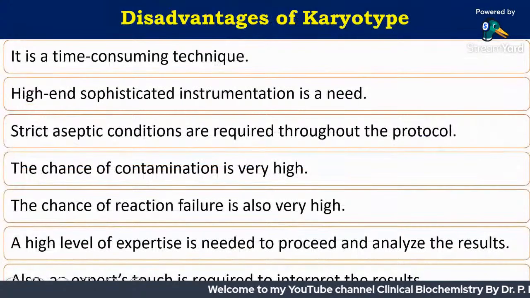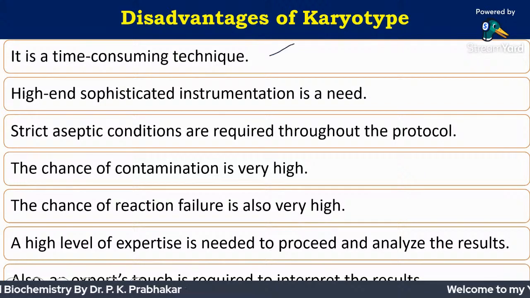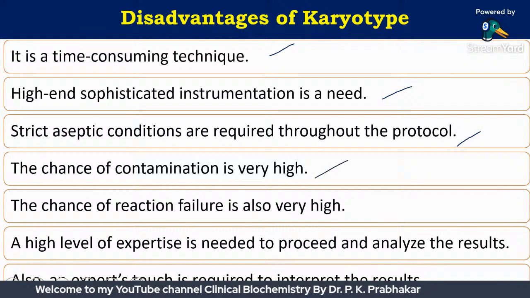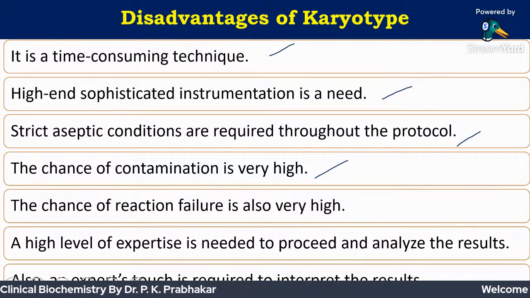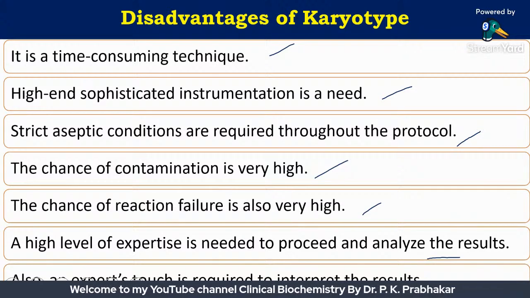At the same time, it has certain disadvantages also. The disadvantages of karyotype are more than the advantages. It is a time-consuming process. That is the biggest drawback. High-end sophisticated instruments are needed. Strict aseptic conditions are required throughout the protocol. The chances of contamination are very high, because we are going to do cell culture also, and there we have maximum chances of getting contaminations. The chance of reaction failure is very high. A high level of expertise is needed to process and analyze the result, and an expert touch is also required to interpret the result.